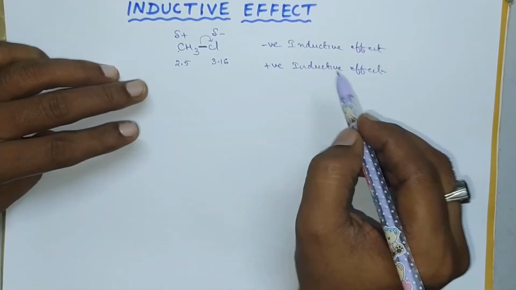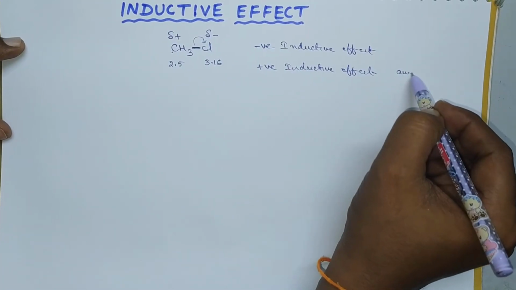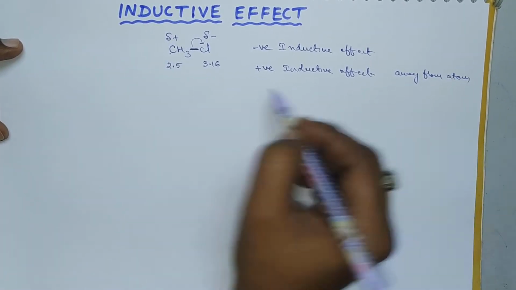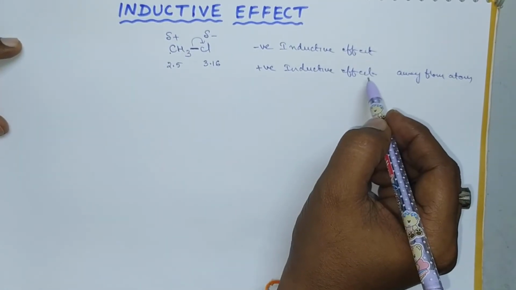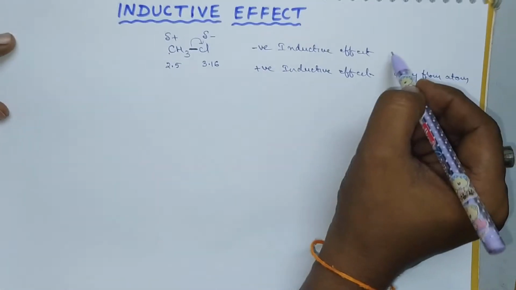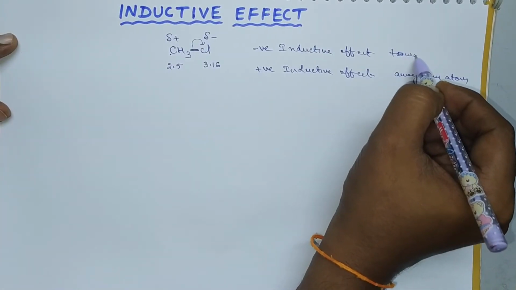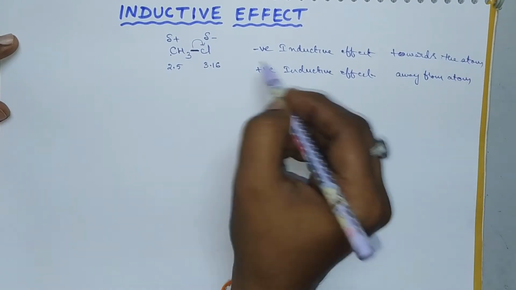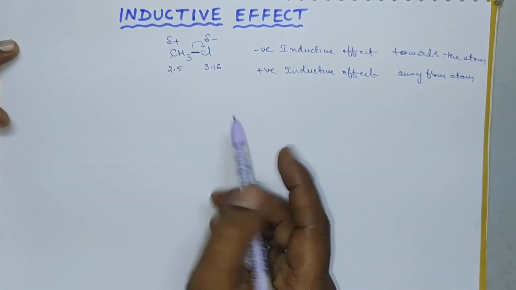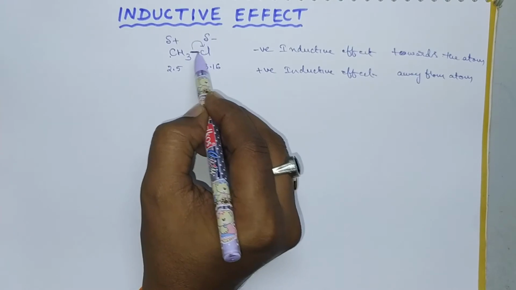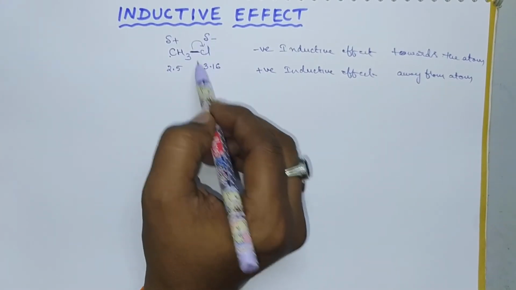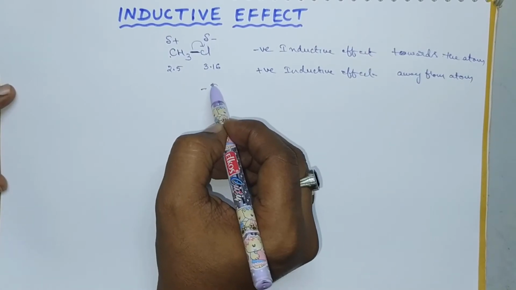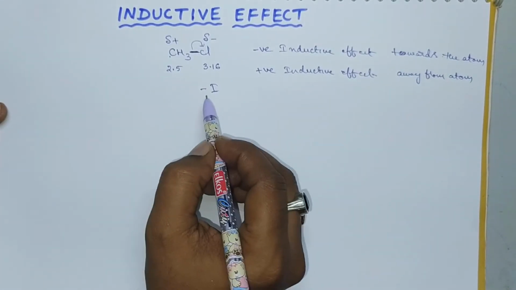If the electrons are moving away from the atom, the effect is called positive inductive effect. If the electrons are moving towards the atom, then it is called negative inductive effect. Here the electrons are moving towards the chlorine atom, so with respect to chlorine there exists a minus I effect, negative inductive effect.